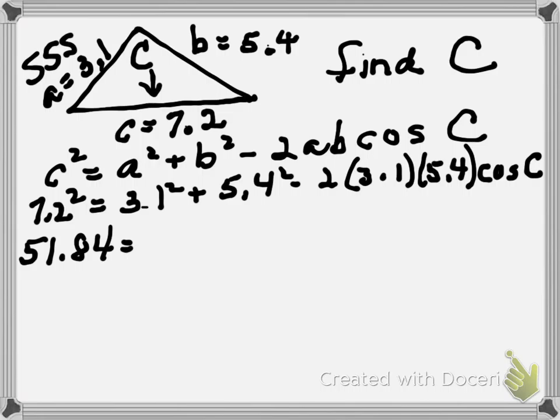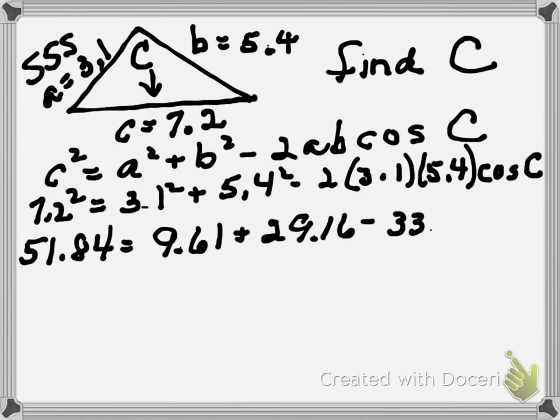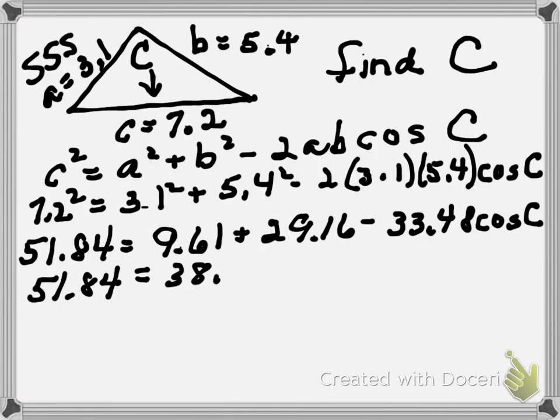51.84 is equal to 9.61 plus 29.16 minus 33.48 times the cosine of C. 51.84 is equal to 38.77 minus 33.48 cosine C.